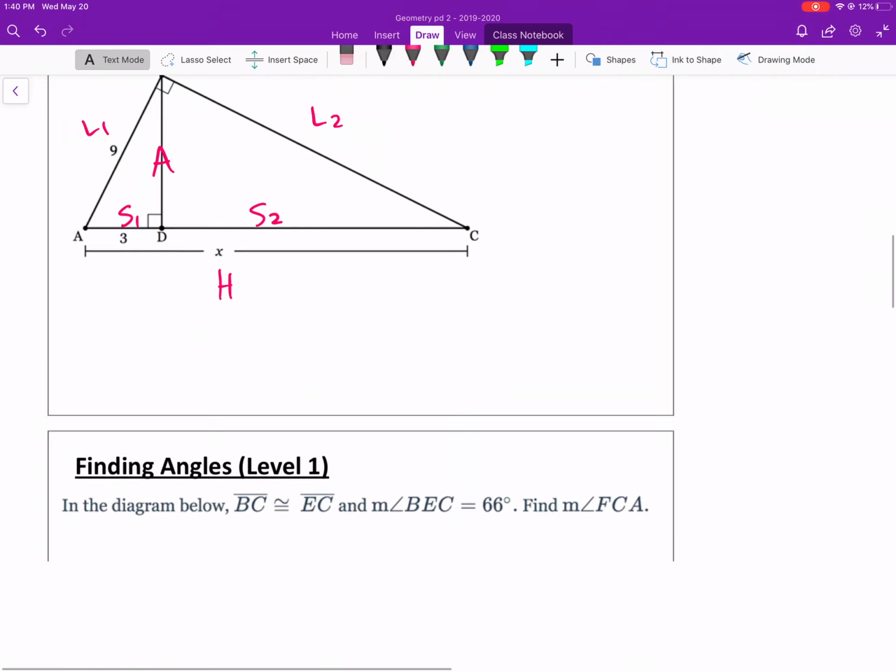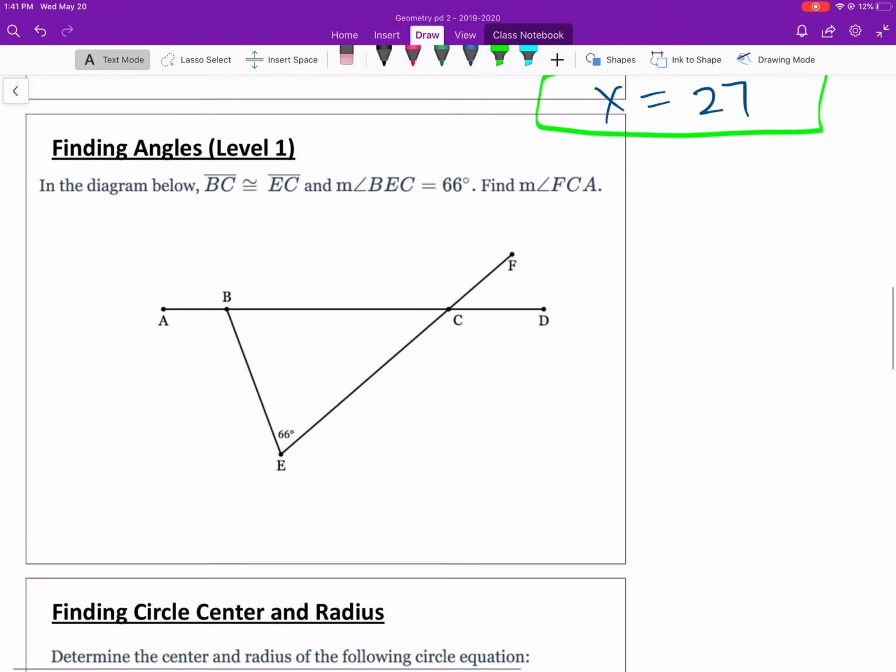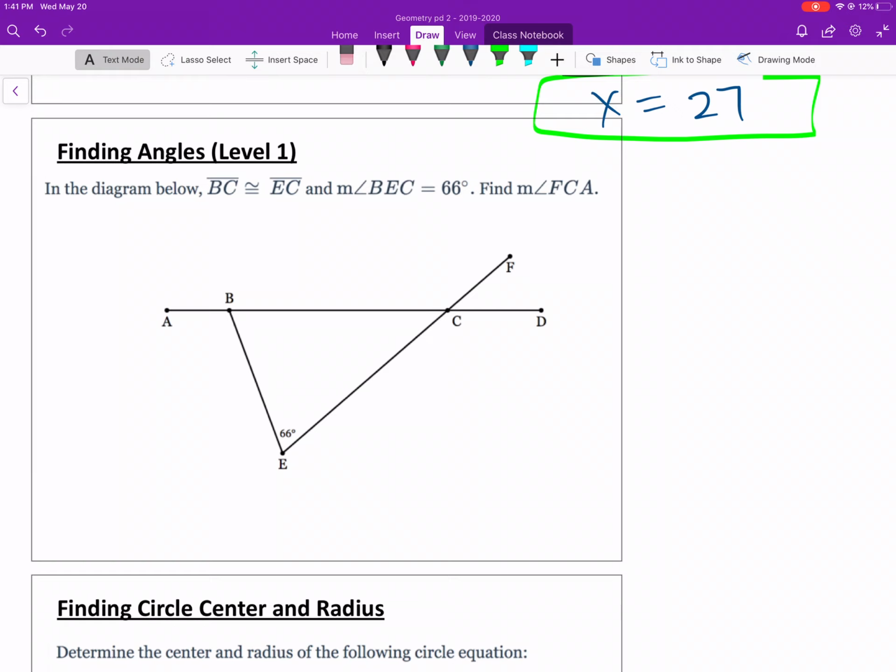All right, another geometry topic that we haven't talked about too much lately, but it has been on every single Delta Math since the beginning of the year. In the diagram below, BC is congruent to EC, very important. That tells us we're dealing with an isosceles triangle. They tell us the measure of angle BEC is 66. They fill that in for you. And we need to find the measure of angle FCA, which you can see is located here.